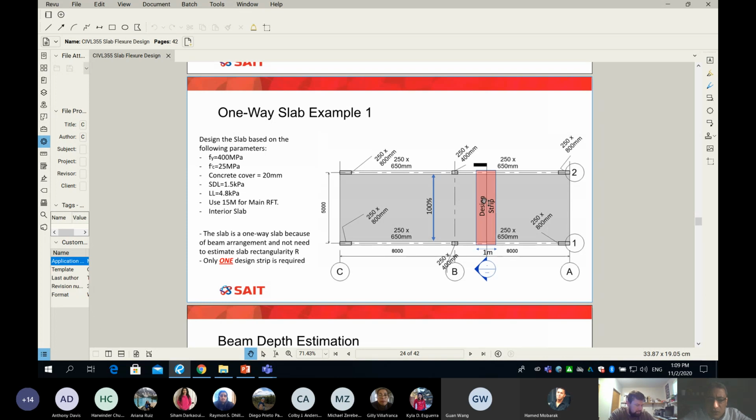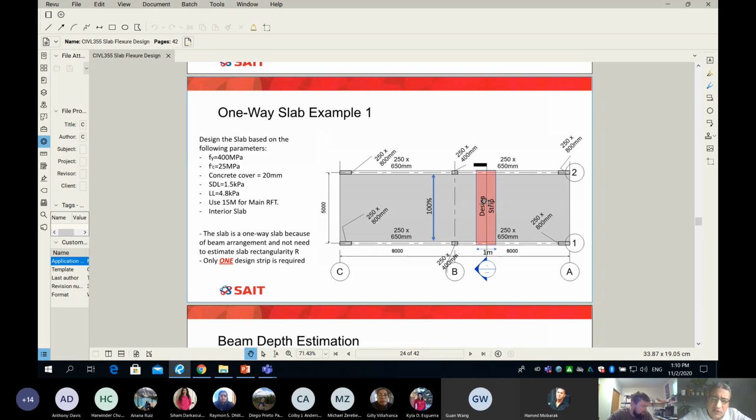it means for my slab, there is no other way for the load to go. It will go where I'm showing the 100% on my screen. Please look at my screen, look at the blue arrow, and look at the 100%. This tells you where my load will go. We call it load path.